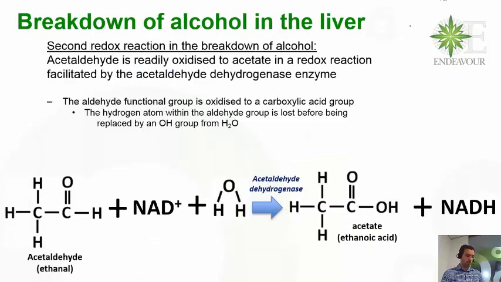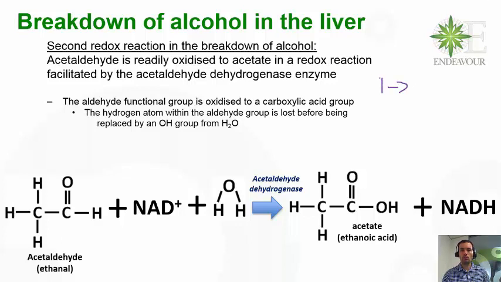Alright, so the next thing we're going to have a look at here is the second redox reaction of the alcohol breakdown. Because it's the second reaction in the process, the product of the previous reaction, which was the acetaldehyde, is now going to be a reactant in the next process. So it's a continuous process. You're going from step number 1.